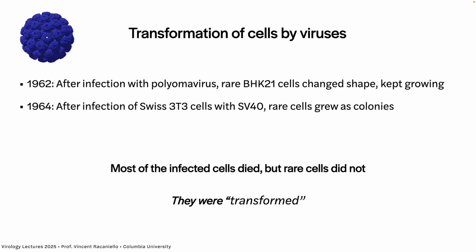Now, this wasn't the only discovery that is important for this whole story. DNA viruses were also found to cause transformation. So Rous sarcoma virus, we now know, is a retrovirus. It's an RNA virus. But polyomavirus and SV40 were shown in the 60s to cause transformation of cells in culture. Most of the cells died, but rare cells did not, and they grew out into colonies, and they were transformed. So both RNA and DNA viruses are now shown to cause transformation of cells.